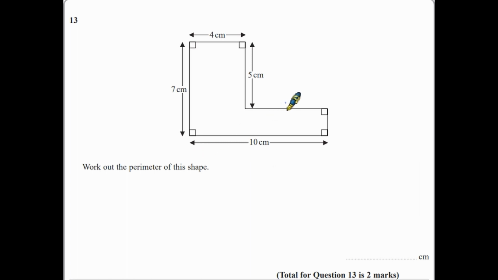Well, this one here, if the bottom is 10 and the top here is only 4, then to make up the rest, this part must be 6. And using similar maths, if the height of the whole shape is 7 on the left hand side here, this side down here is only 5, so to make up the difference, this side here must be 2. Therefore, we've now got all our sides, so 7 plus 4 is 11, plus 5 is 16, plus 6 is 22, plus 2 is 24, plus 10 is 34 centimetres.